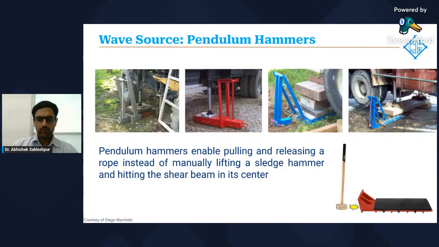Now, there are various sources for us to be able to generate these waves. One such source are called pendulum hammers. So basically, these pendulum type of hammers enable the pulling and releasing of a rope instead of manually lifting the hammer and hitting the shear beam every time. So basically, it's an automatic process instead of having to lift the hammer manually and then strike the beam ourselves. And in these photographs, we can see various setups of the pendulum hammer system.